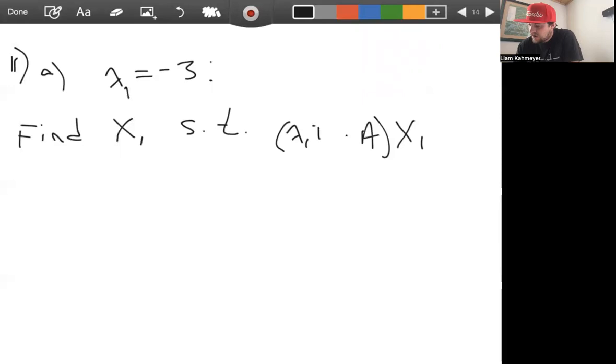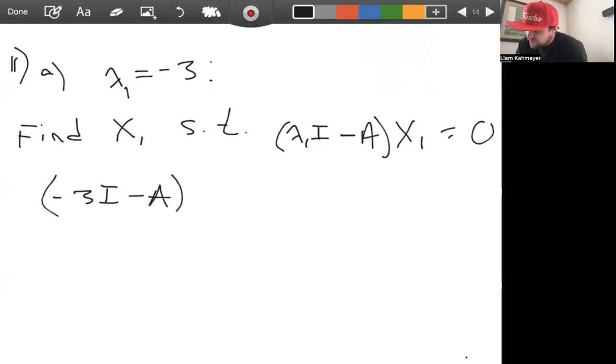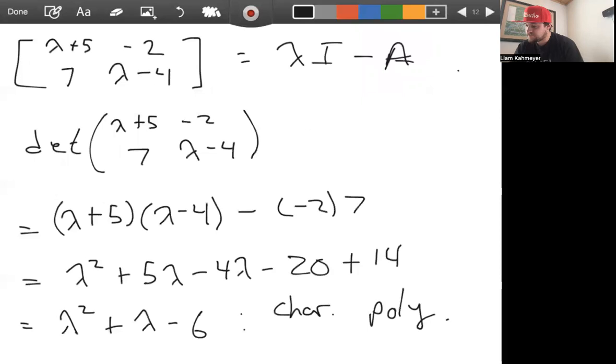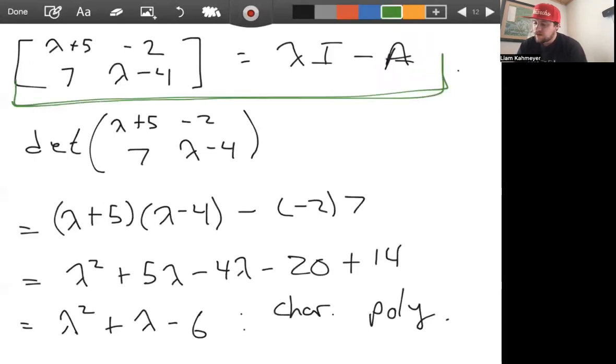Lambda 1 I minus A times x1 equals 0. That means we're looking for -3I minus A times x1 equals 0. And really this -3I minus A, what you do is you just come back to what lambda I minus A is. And now we plug in lambda equals -3, right?